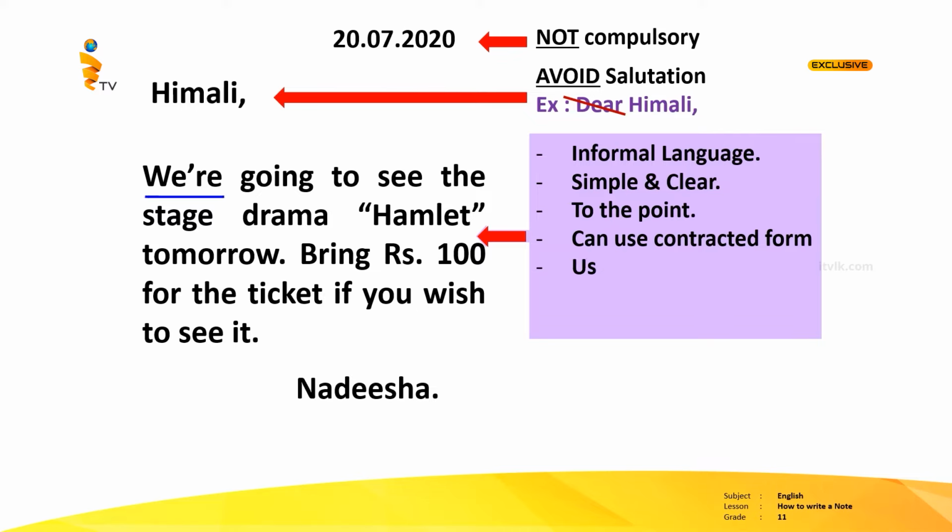we have written the contracted form we're to make the note short. Then you can also use common abbreviations. For example, instead of writing rupees in full form, here we have written the abbreviation of rupees. But remember, when you use abbreviations, both the sender and the reader should know and understand them. So, only use the common abbreviations known by everybody.